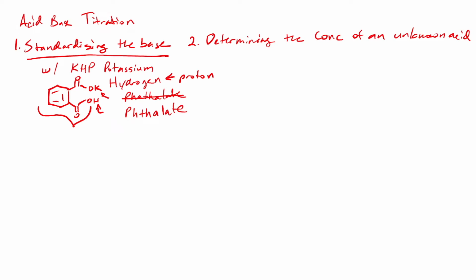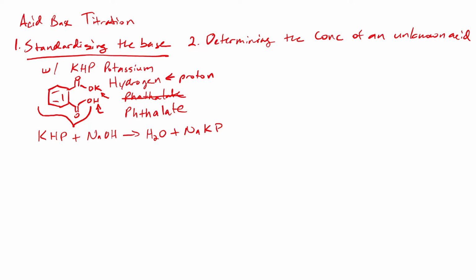And so that's very hard to weigh, right? But potassium hydrogen phthalate is easy to weigh. So the first thing to do then is to have a balanced equation for the reaction, right? So KHP plus sodium hydroxide makes you water plus sodium potassium phthalate, right?